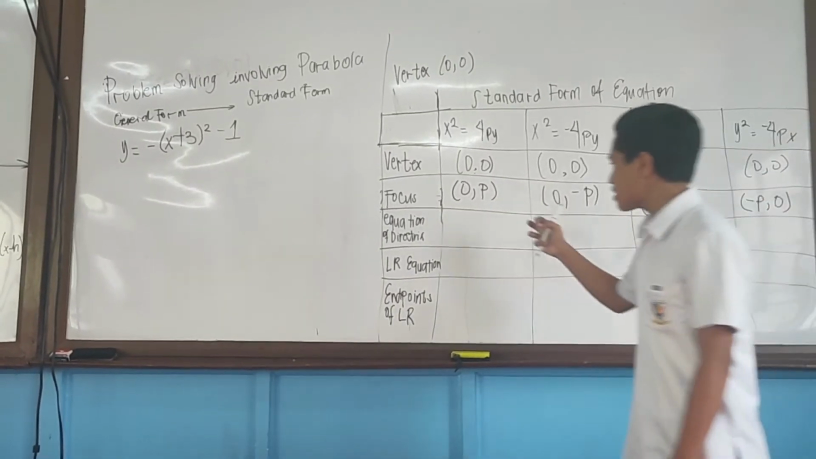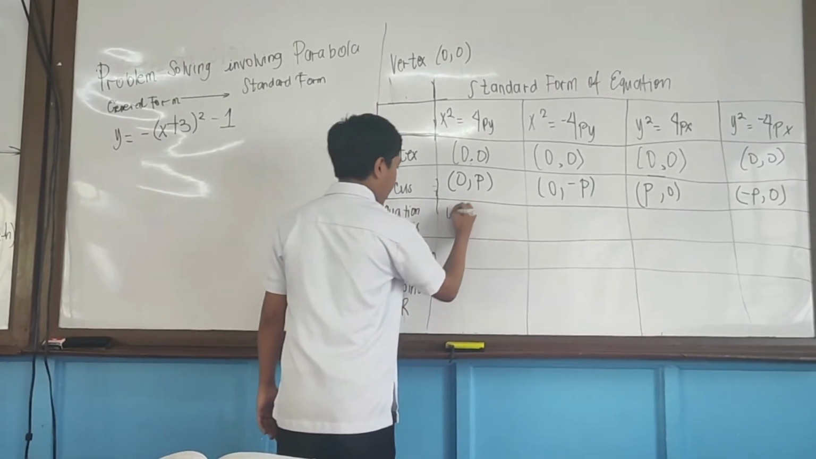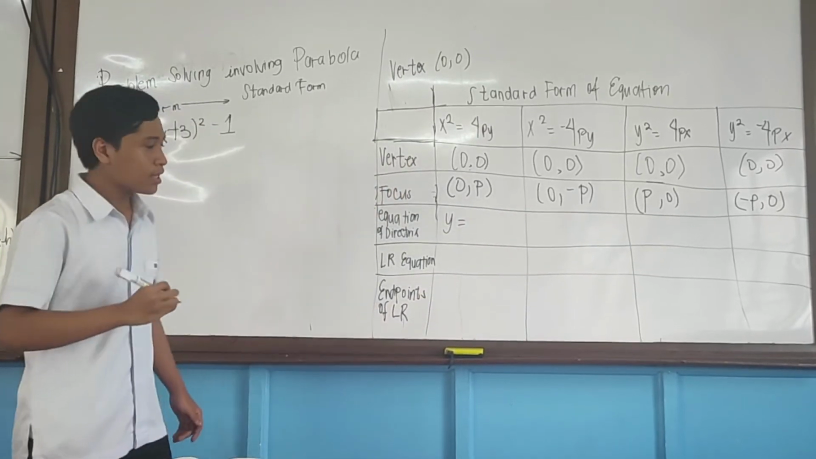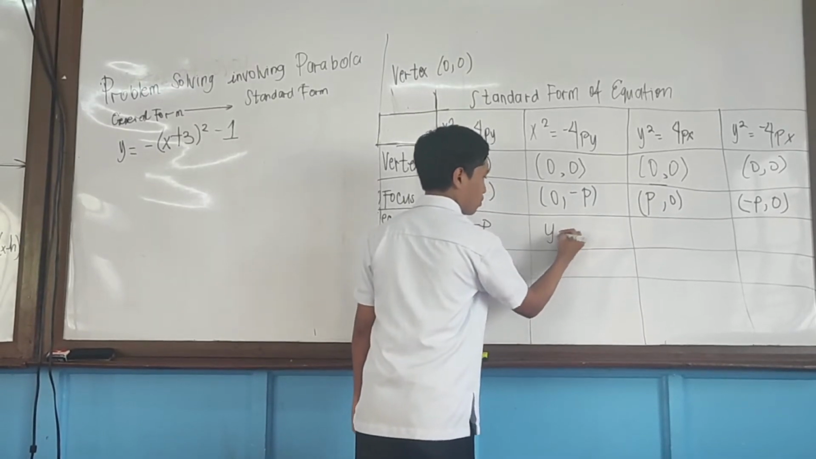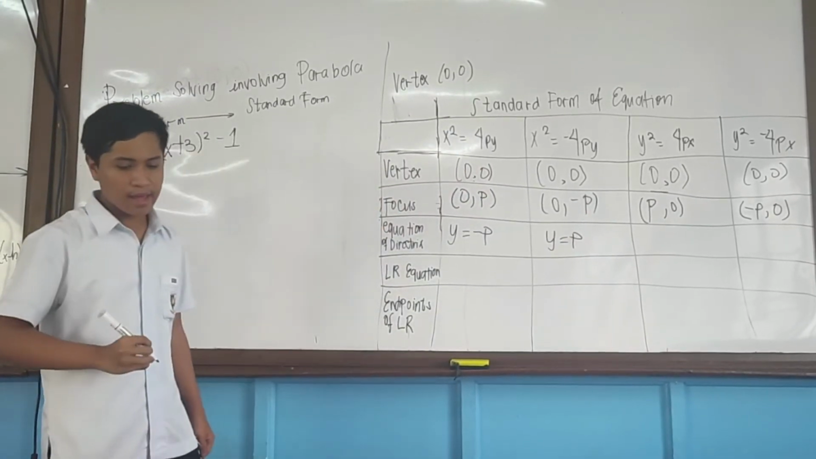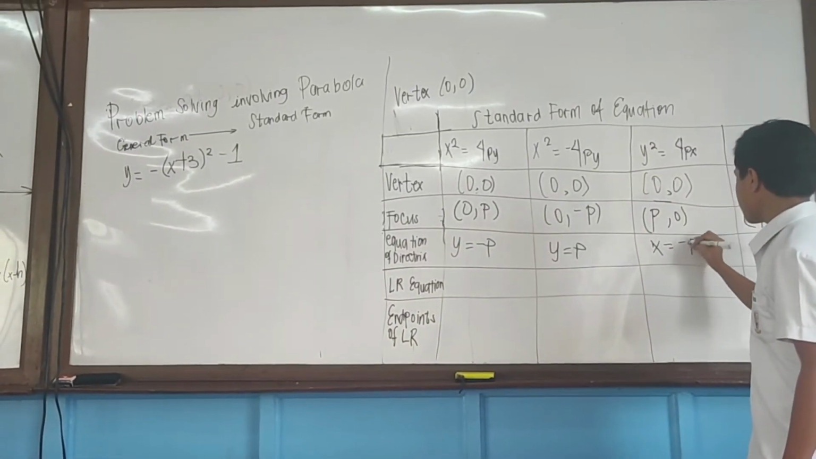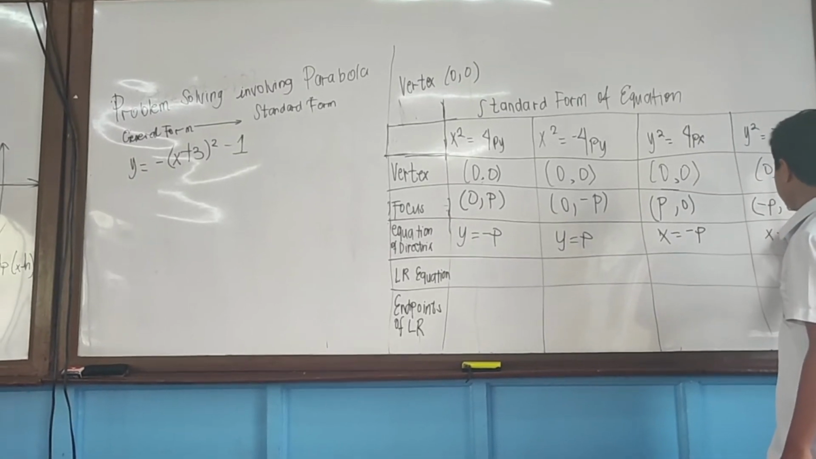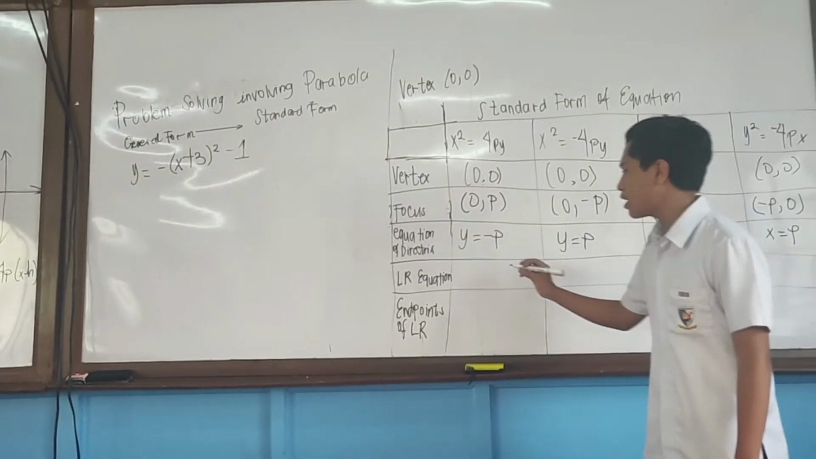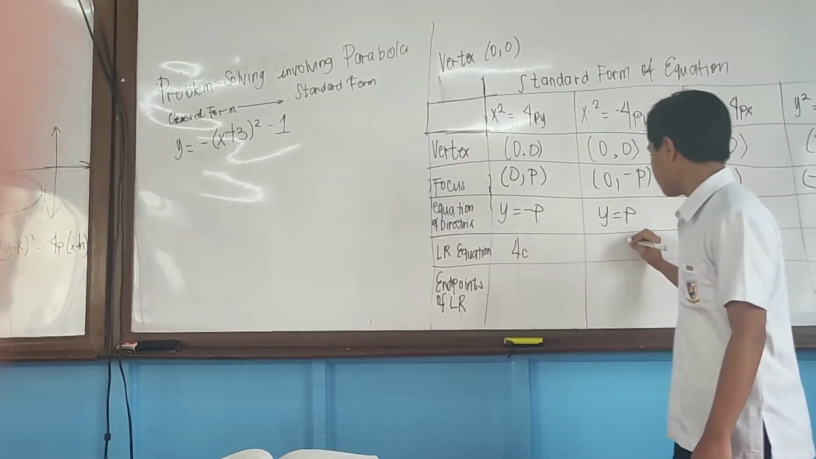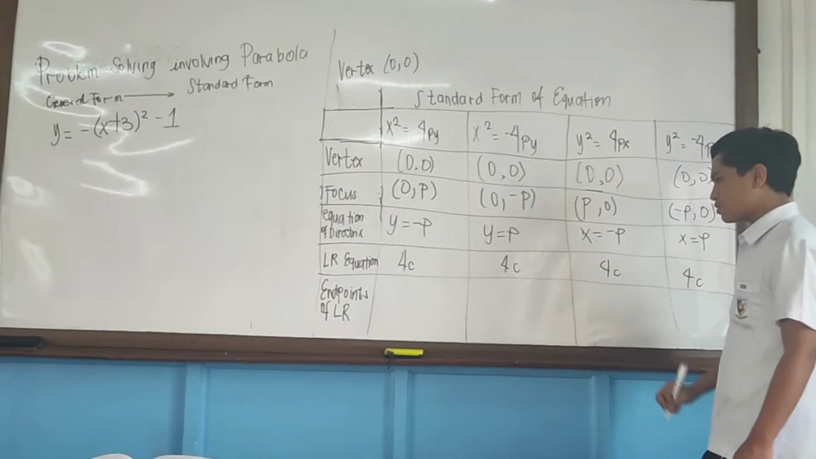Now next, let's have the equation of the directrix. So y is equal to negative p, y is equal to p, and here we have x is equal to negative p and x is equal to p. The latus rectum equation we have 4c, 4c also. We have also 4c and 4c.